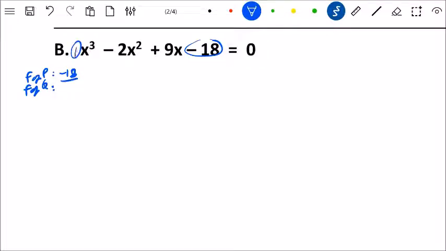And for Q, it's the 1 that's there. So that means, since we know it's plus or minus 1 on the bottom, we need all the factors of 18. Negative 18 or positive 18 is going to be plus or minus 1, plus or minus 2, plus or minus 3, plus or minus 6, plus or minus 9, plus or minus 18.